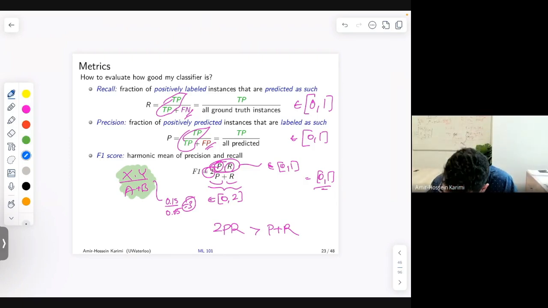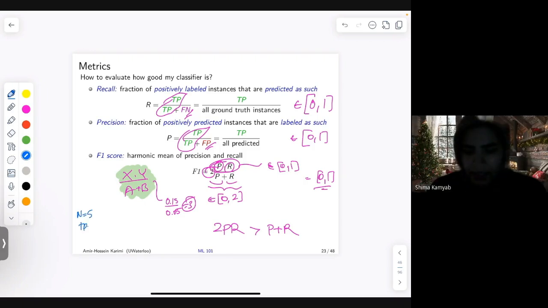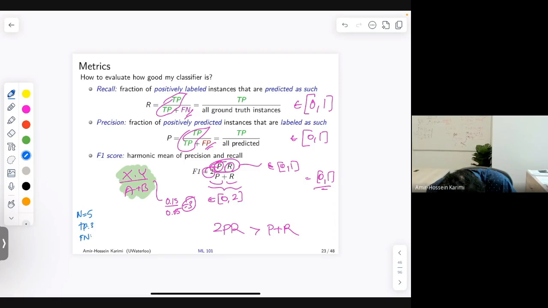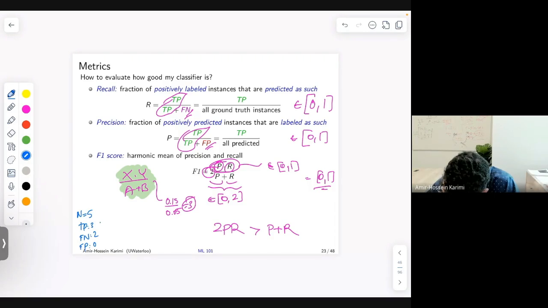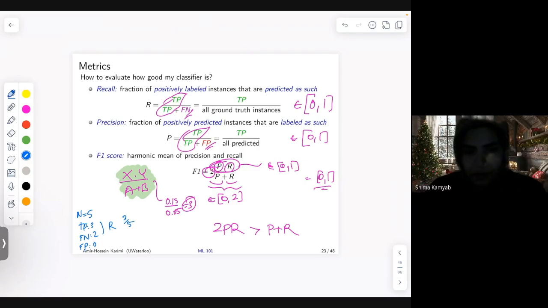Let me write this down. So you're saying we have n equals 5. Yes, n equals 5. TP is 3. False negative is 2, and false positive is 0. That's what you're saying. Yes. Okay. So in this case, what is the recall? 3/5. Precision.